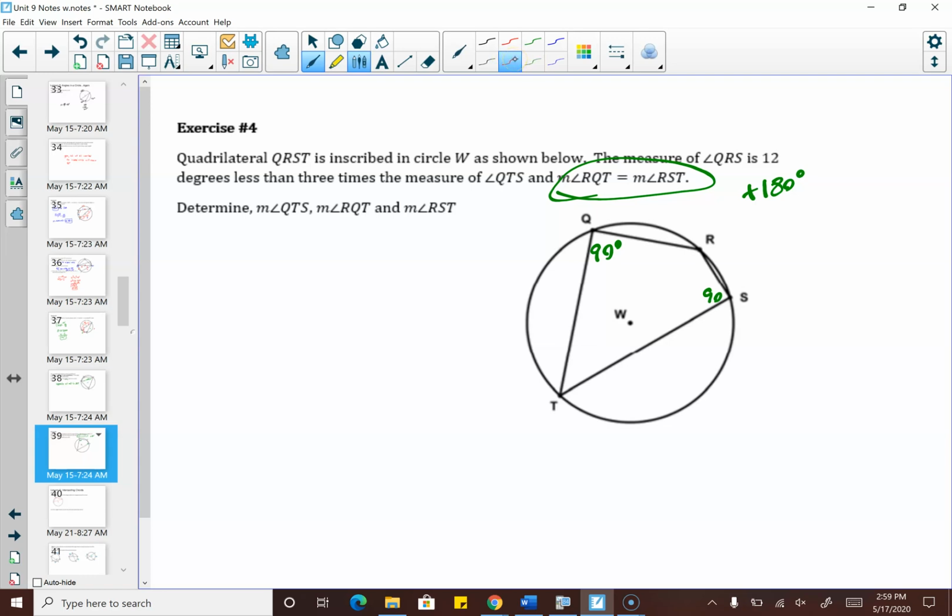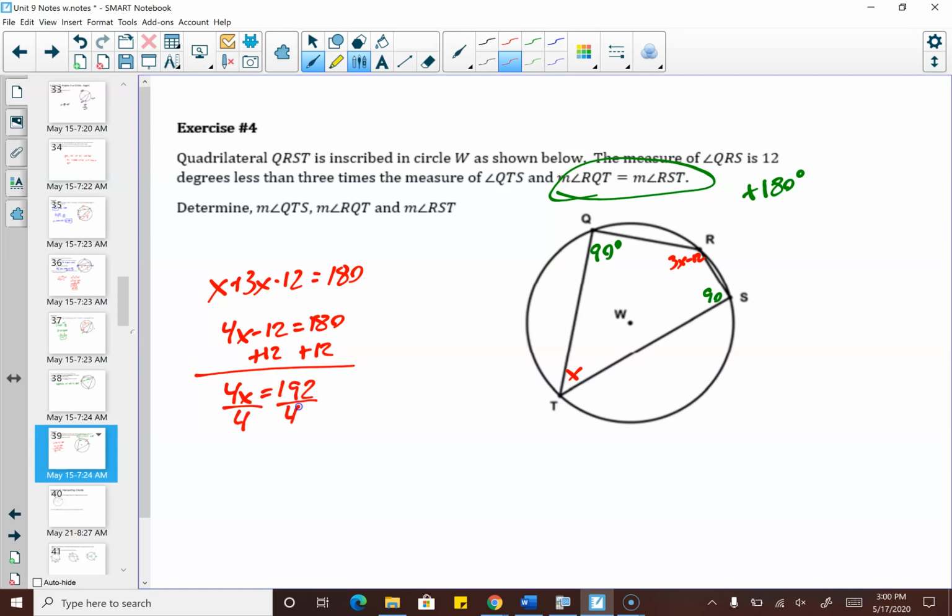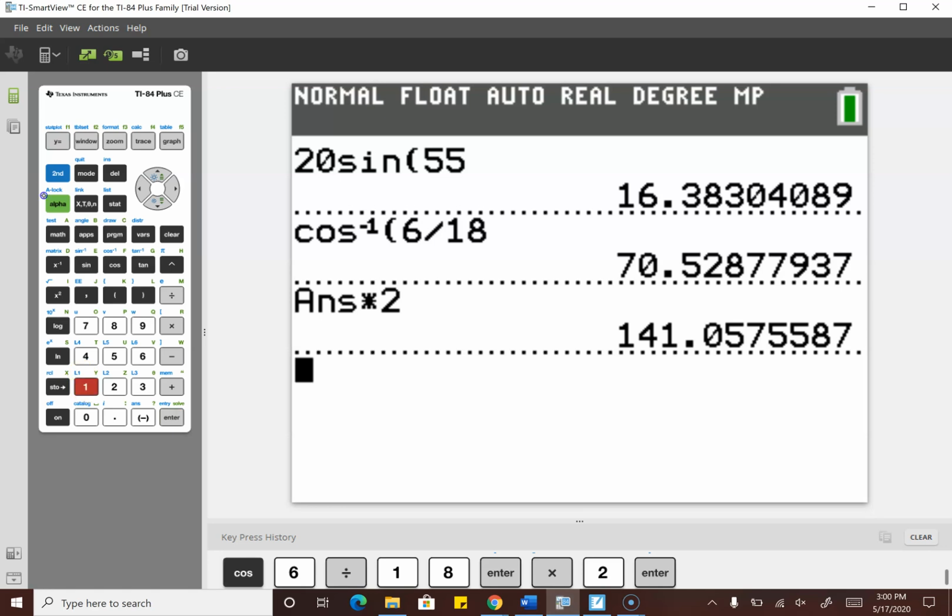So now if we look at the other piece here, QRS is 12 less than 3 times the measure of angle QTS. We don't know what QTS is, so we'll call it X. And then 12 less than 3 times that is 3x minus 12. So again, those two angles are also opposite, so we will add them up to 180 degrees. So we get 4x minus 12 equals 180. We'll add the 12 to both sides. 4x equals 192. We'll divide both sides by 4.